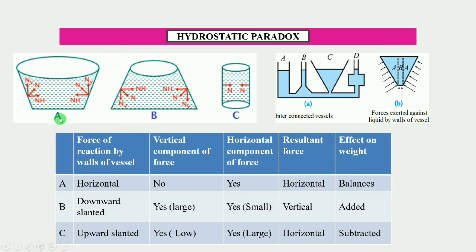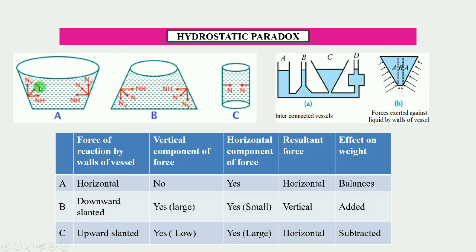So suppose we consider a vessel A. That vessel is upward slanted. This is filled with the liquid up to the same height as vessels B and C. So the liquid will exert a force, and as a result, as a force of reaction, the wall will exert a force on the liquid, and this force will be normal to the wall. So the force will be normal to the walls, and that is N.